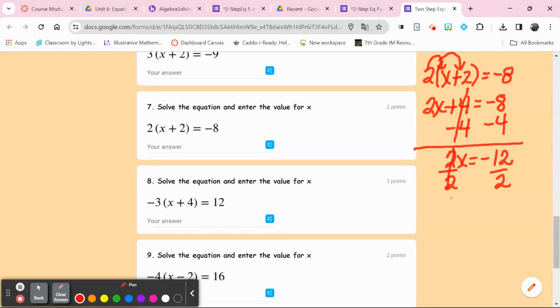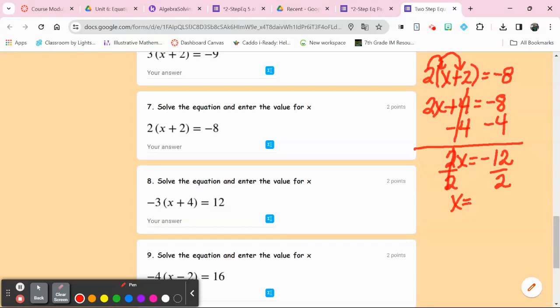That leaves me with 1x equals, I've got one negative in a division problem. So remember, is my answer going to be negative or positive? And you're going to finish that math, not me.